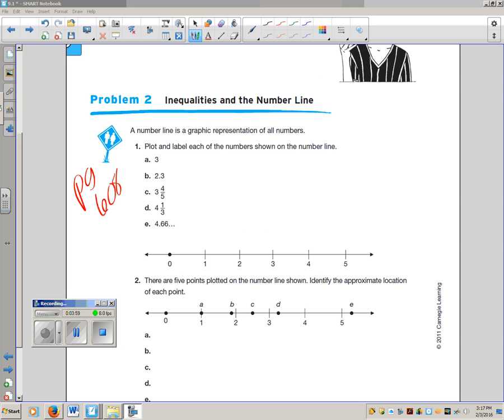Problem 2, page 608. We're going to plot and label each of the numbers shown on the number line. First number is 3. There's 3. Go ahead and put 3 right above it. B, 2 3/10. Here's 2. 3/10 I know is less, so I'm going to put it right about here. 2.3 there. 3 4/5. Almost 4, but not quite. There's 3 4/5. 4 1/3. It'll be right about there. And 4 66/100 is right there.